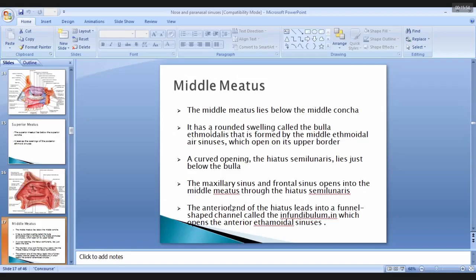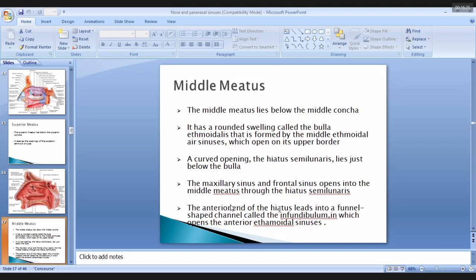The middle ethmoidal sinuses open on the upper part of the bulla ethmoidalis, and the anterior ethmoidal sinuses open into the infundibulum. If you simply want to remember which sinuses open into the middle meatus, these are the frontal, maxillary, anterior, and middle ethmoidal sinuses. So the four sinuses open into the middle meatus: frontal, maxillary, anterior ethmoidal, and middle ethmoidal.